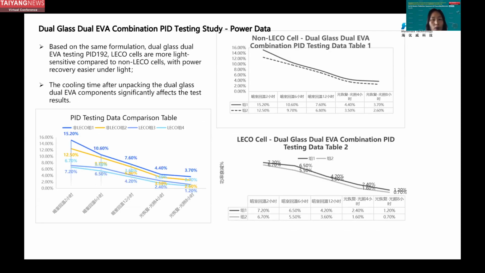This is the power data. It doesn't matter if you are LECO or non-LECO. As the light is recovered, the power is increased in both.